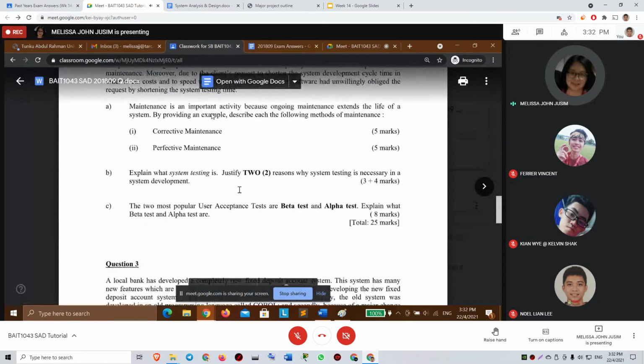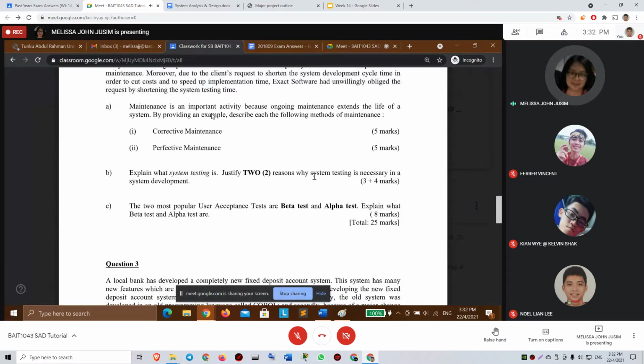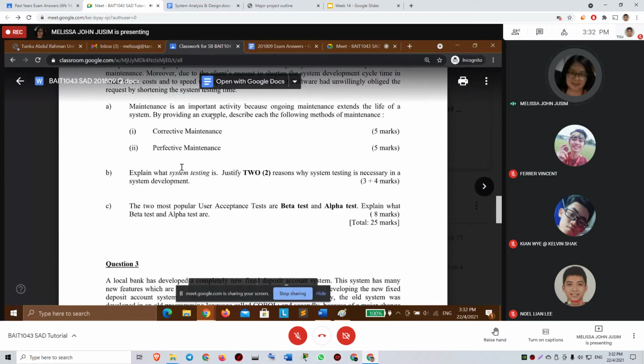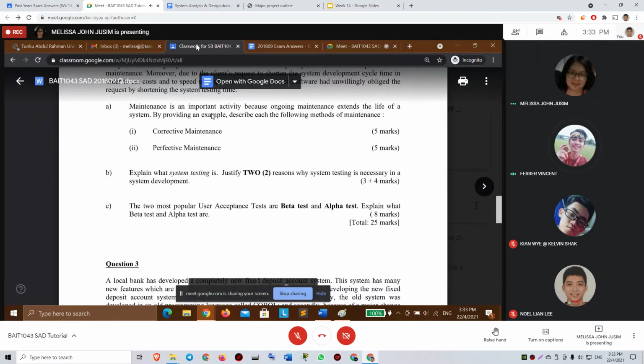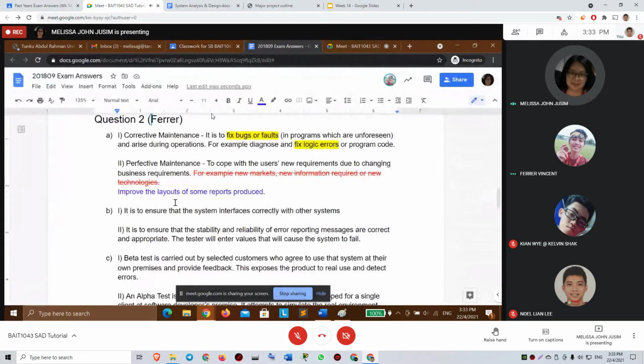Explain what system testing is. Justify the reason why system testing is necessary. 3+4, so 3 marks for the explanation. Similar to our tutorial question, no? Need an example? No, only the reason. So okay, you need to add in, ensure the system interfaces correctly with the other system.